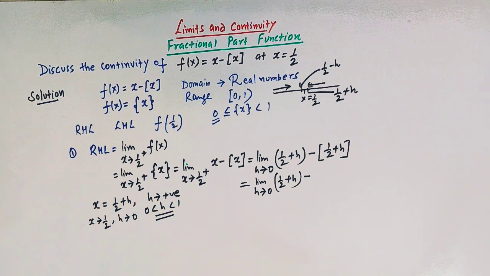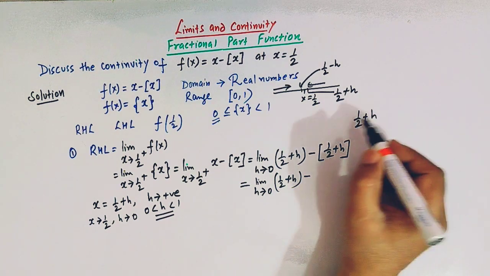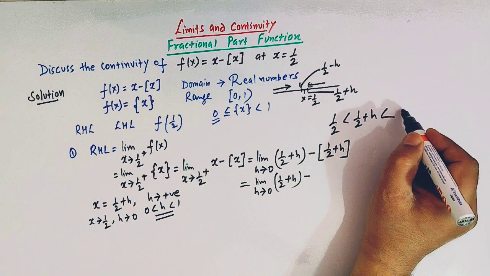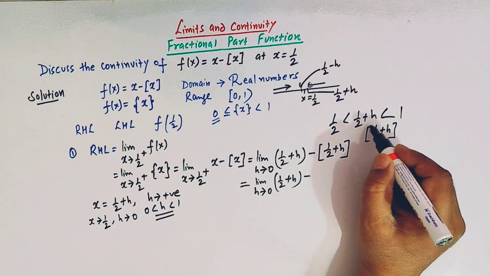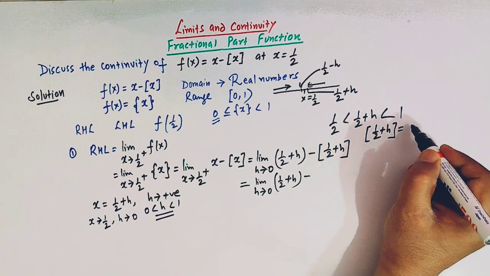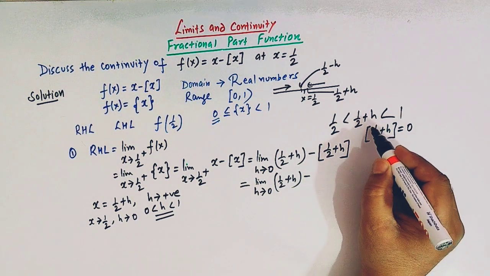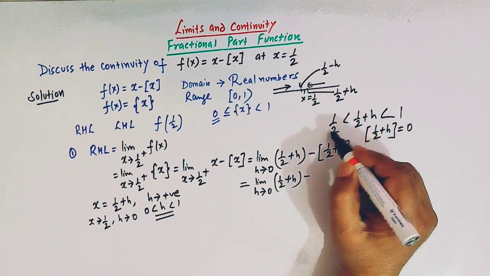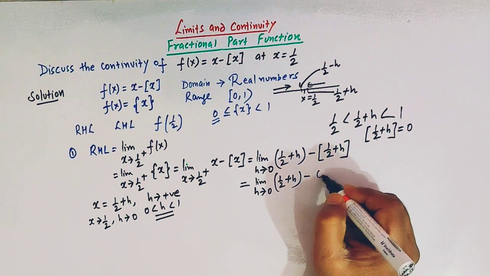Now, since h is a very small quantity, h is infinitesimally small. So half plus h is slightly greater than half, but this quantity half plus h is less than 1. So from the definition of the greatest integer function, the value of the greatest integer of half plus h is equal to 0, because half plus h is slightly greater than half, but it is less than 1. So here we can write 0.